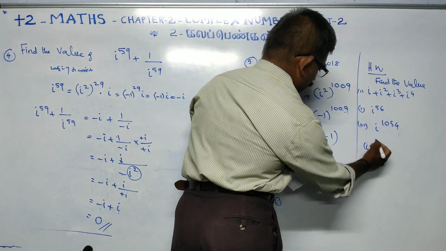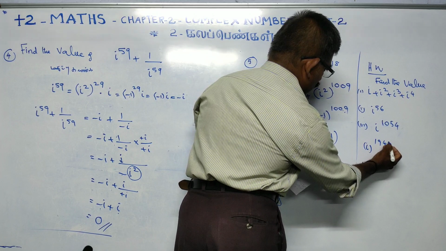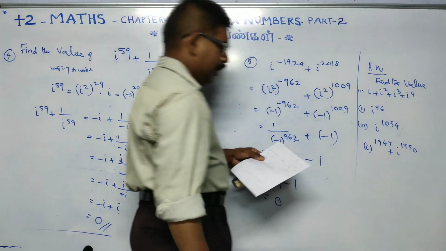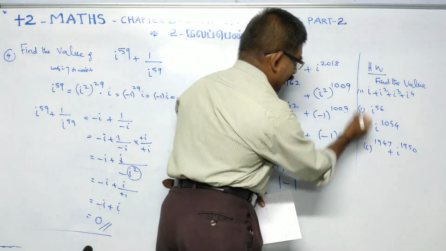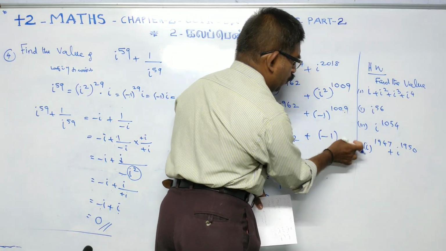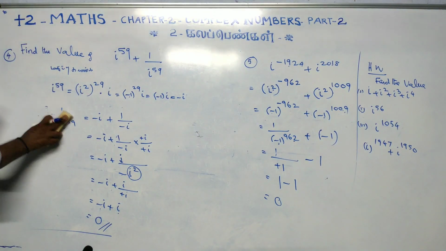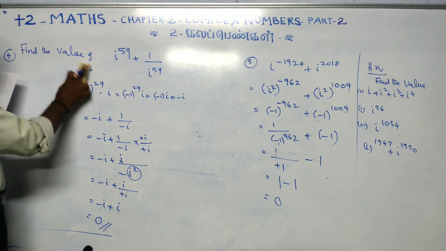I power 1947 plus I power 1950. Okay. So I give 4 sums: 1, 2, 3, 4. You do at home. Okay. Right. Next one.